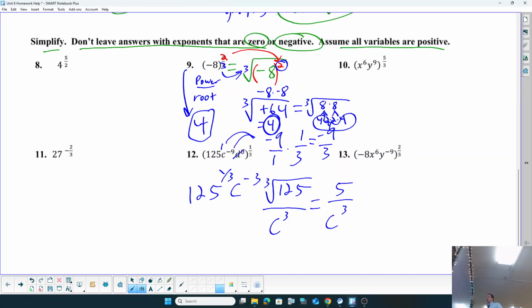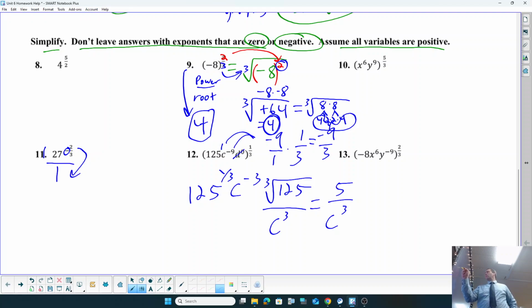Okay, so that's number 9. The answer is 4. Number 11. So again, we got a negative power. Whoa, what does the negative mean? Well, any whole number can be written over the number 1. And so the negative means to move it to the bottom and make it positive.